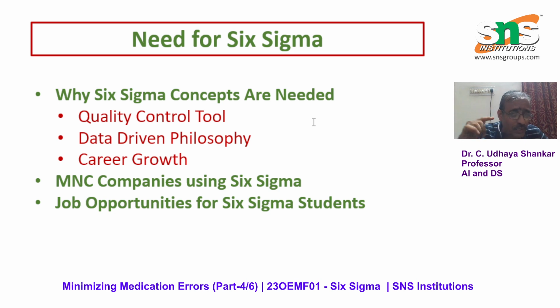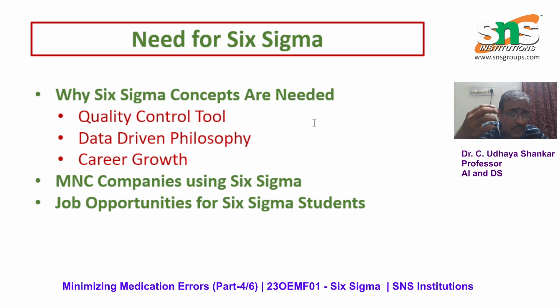Initially you will start with the white belt, where foundational awareness and basic terminologies are discussed, but there are no projects. Then we move on to the yellow belt, who participates as a project team member and supports the green and black belts with data collection and other things. Then the green belt, who leads smaller departmental projects, with about 25% of their time on LSS initiatives.